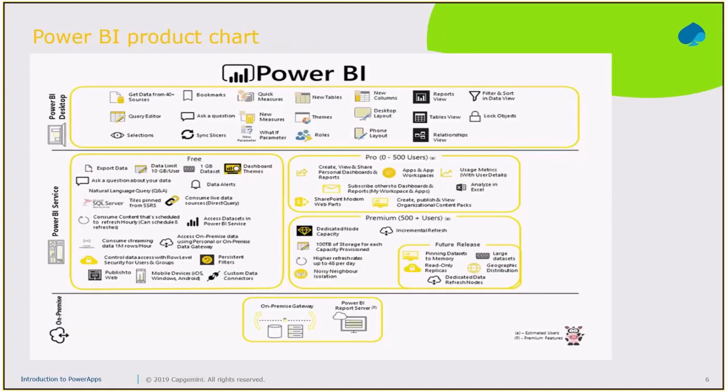So this is a product comparison of Power BI. On top, you see Power BI Desktop, which is a free edition. These are the things you can do with that. You can get the data, use the query editor, create new measures, new tables, and new columns, and in the relationship view, you can manage relationships. This is what the Power BI service provides. Here you can export the data and ask questions about the data. The main important thing is you can schedule refresh using the Power BI service.